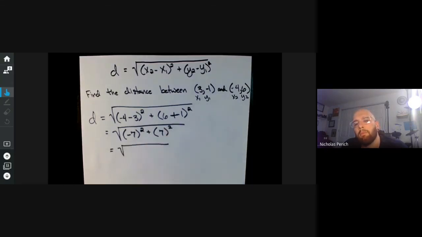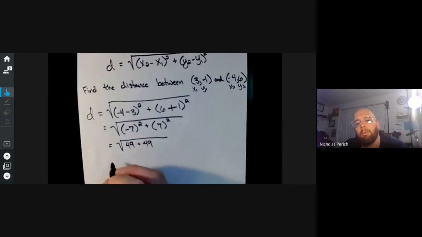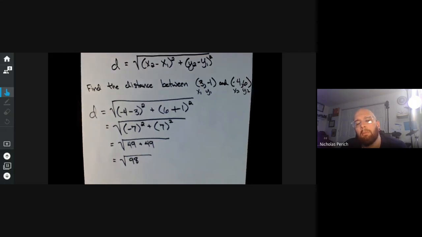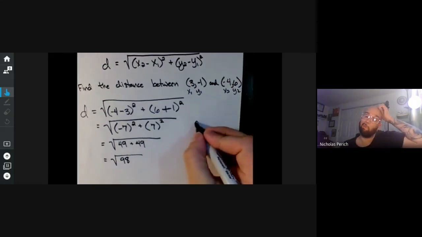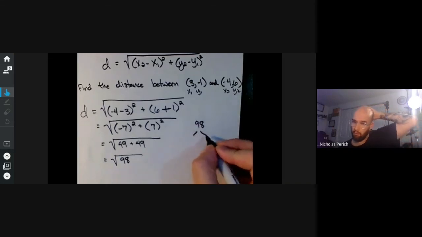-7 inside parentheses squared is 49. Regular 7 inside parentheses squared is also 49. And 49 plus 49 is 98. Now, I guess you could just throw that into your calculator, but what kind of fun is that? Let's make a factor tree and simplify.